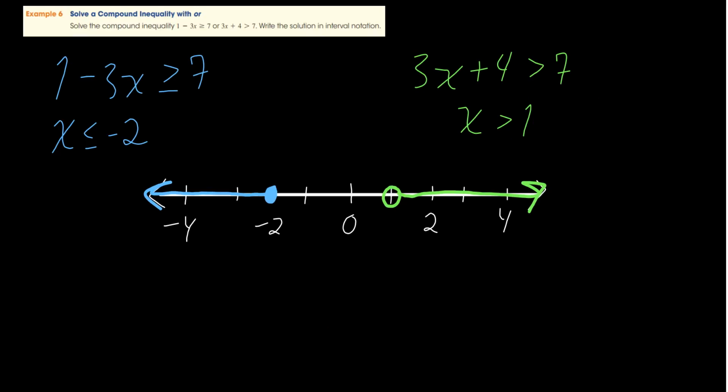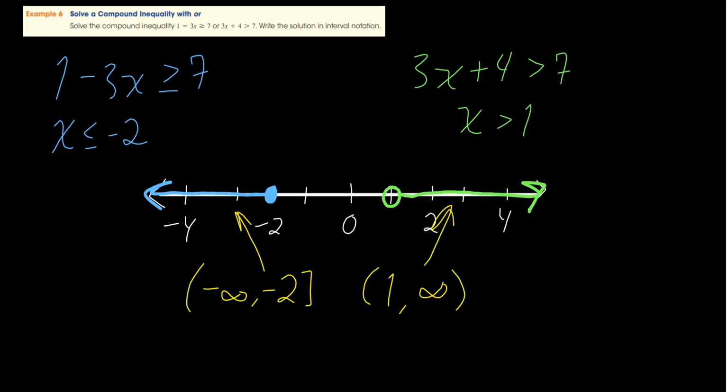So if I were to write this in interval notation, if I were to write the blue here, it looks like it's going from negative infinity all the way to negative 2. We're including the negative 2. And this right side here, the green one, it looks like we're going from 1, but we're not including 1, all the way to positive infinity. And this is where the union comes in. We just slap a little U in there. So again, all I did was write what that was, and then since it was an or, that's how I know it is a union.